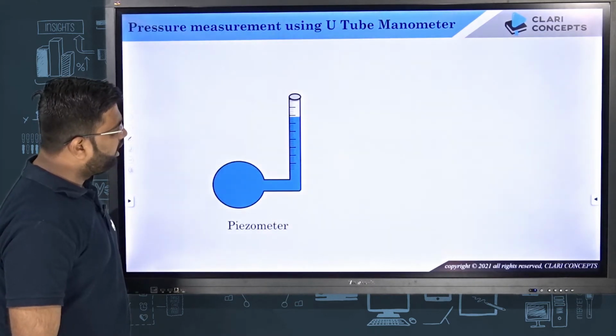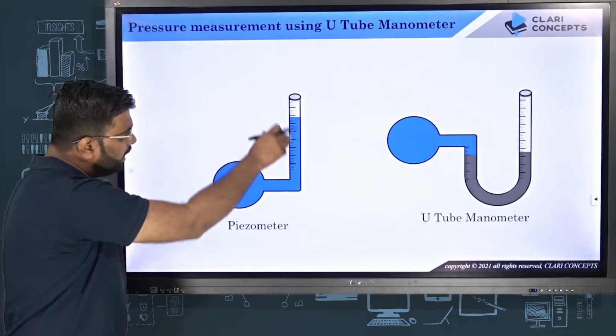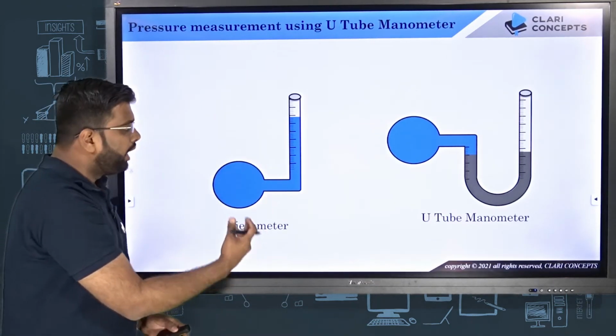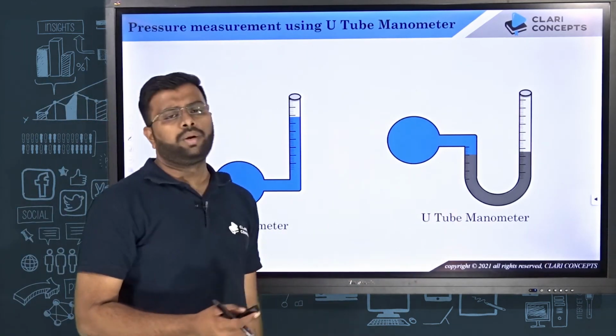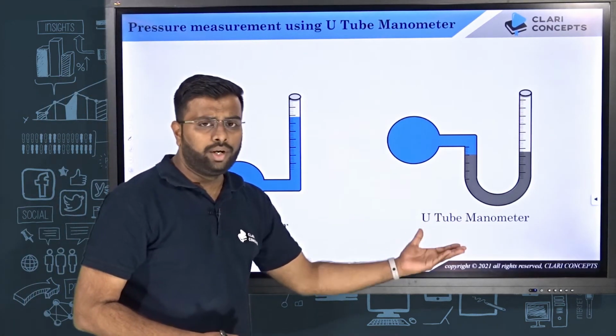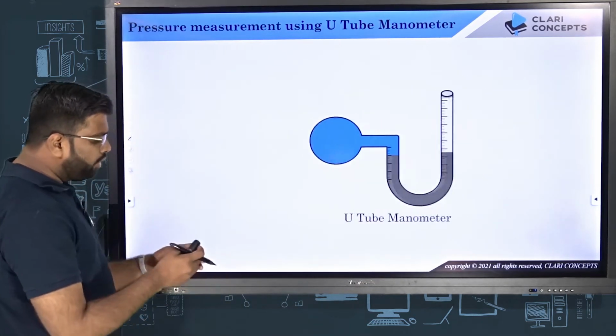Basically, we already saw the piezometer, which has a simple, basic mechanism of a bent tube, and it has a lot of disadvantages that we have also discussed. In order to overcome those disadvantages, the U Tube manometer was introduced, and people can use it to measure the pressure of fluids where the piezometer cannot be used. Right? So let us see what this is.